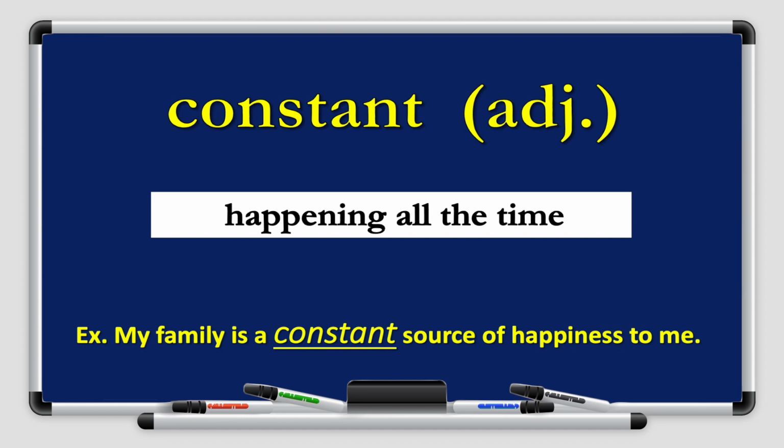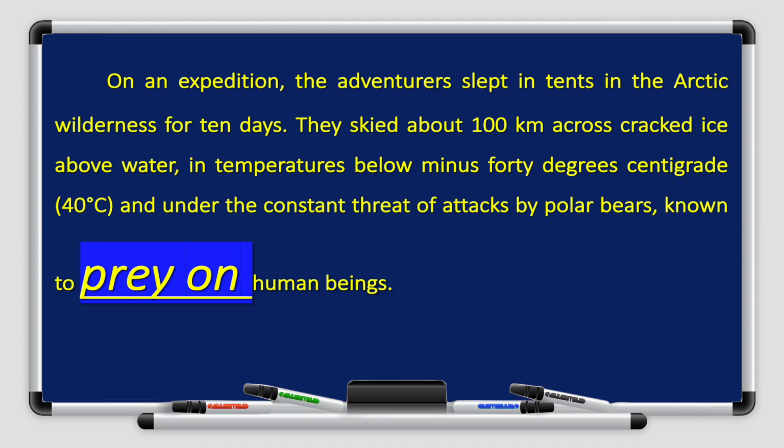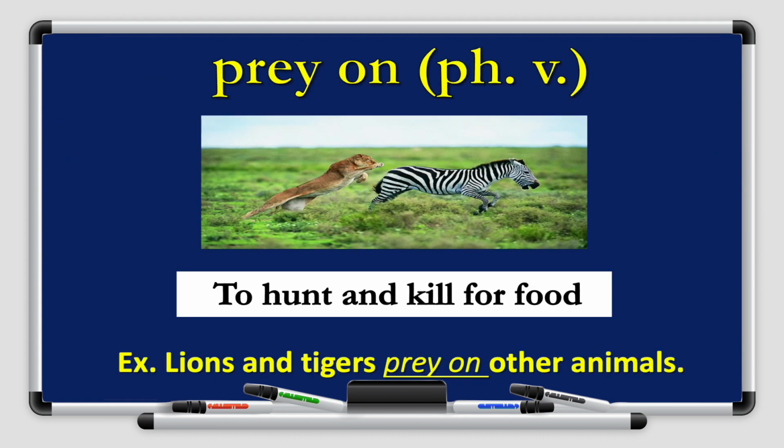And another word is the phrase prey on. Polar bears known to prey on human beings. So we have the polar bears, they prey on human beings. What is the meaning of prey on? It is to hunt and kill for food. An example here: lions and tigers prey on other animals. For example, if the tiger and the lion want to eat, they go and hunt and kill other animals to eat them. For example, deer, zebras, and other animals.